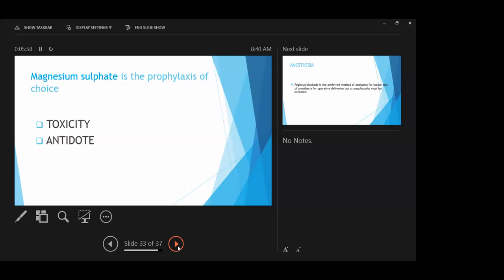Magnesium sulfate reduces the risk of cerebral palsy in the fetus. It is the prophylaxis of choice in place of diazepam because it causes less mechanical ventilation and less pneumonia in the mother.